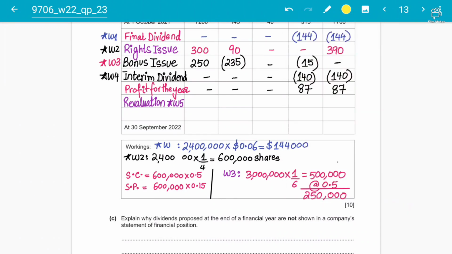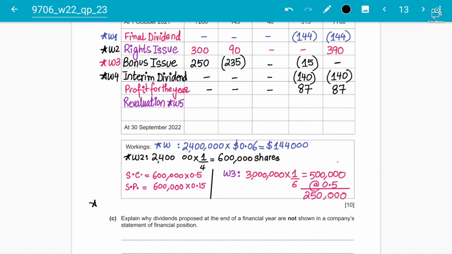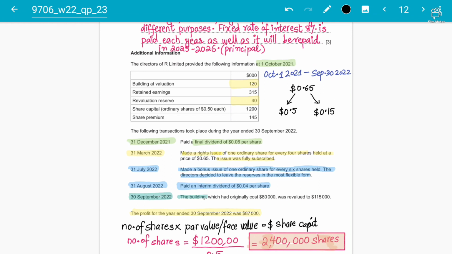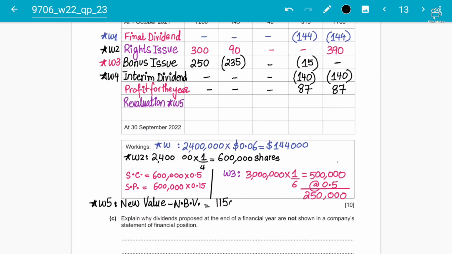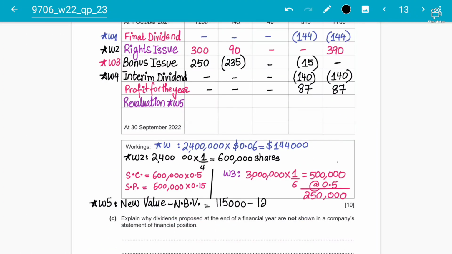Okay, working number 5. So always remember the formula for this: how do you do the revaluation adjustment? It is basically the new value minus the net book value. So I can clearly see that the revaluation is done now, the new value is basically 115,000. Okay, 115,000 is the new value, and the net book value is basically 120,000, which means the asset is revaluing downwards by $5,000.